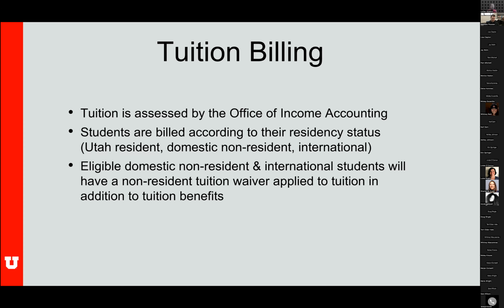What can sometimes be confusing with students is that they will come into the program and say, well, because I am on tuition benefit, I am being charged as a Utah resident, when they're actually being charged as non-resident. The reason for that is that eligible domestic non-resident and international students have a non-resident tuition waiver applied where appropriate. So there is a bit of confusion there, but if they actually go on their bill, they can see these all as separate items. They can see that they are being charged as non-resident, they have the non-resident tuition, and then they'll also see the non-resident waiver in place.